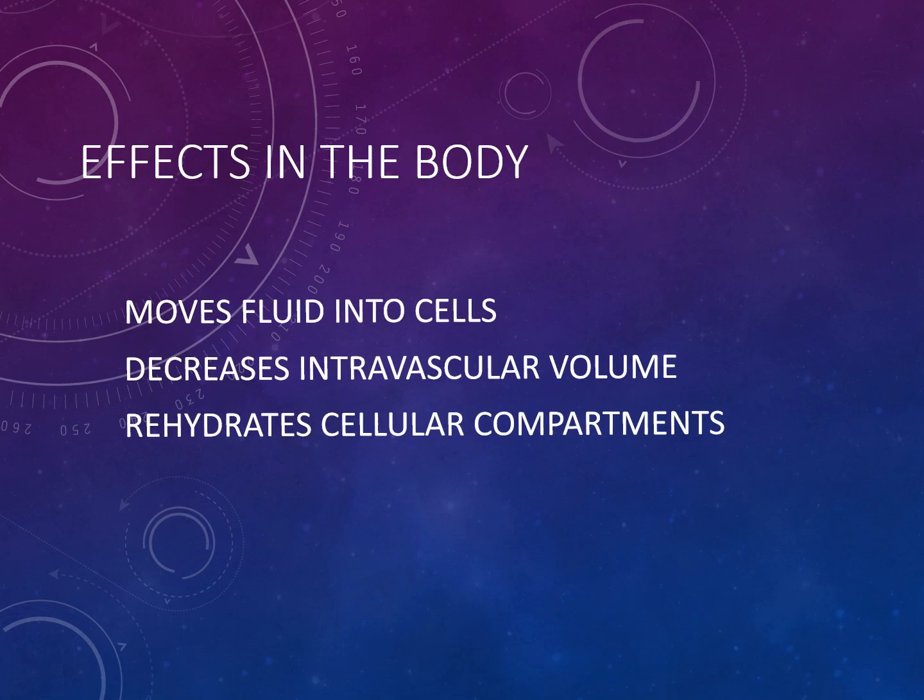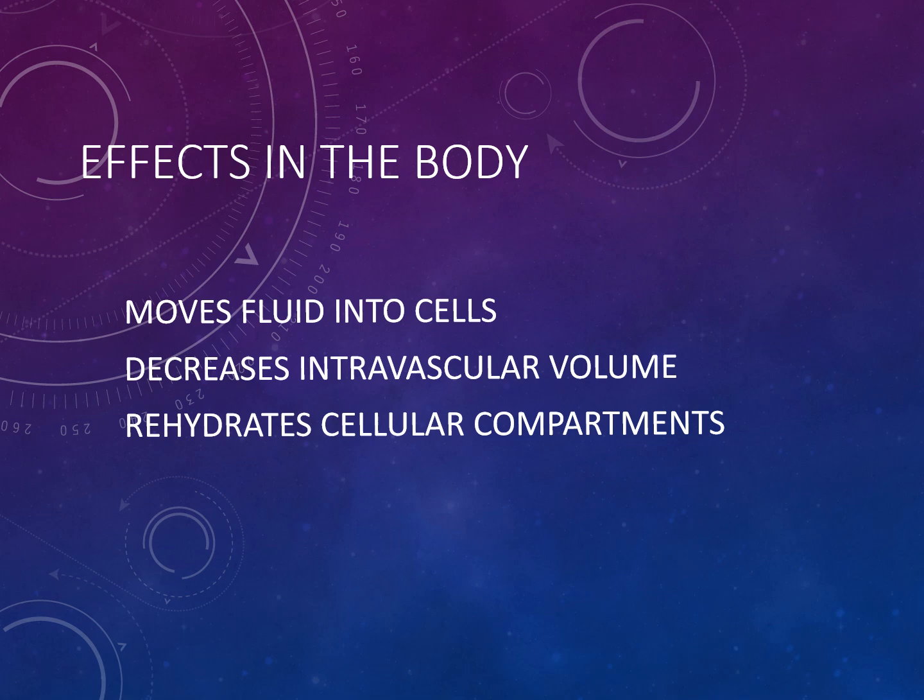Look at the effects of the hypotonic crystalloid IV fluids in the body. The first one is that it is able to move fluid into cells, as we explained earlier, because the solute concentration inside this fluid is less compared to that in the cell, therefore causing a flow of fluid from the intravascular plane into the cell. Then it decreases intravascular volume. Why? Because there is movement of fluid from the intravascular compartment into the intracellular compartment.